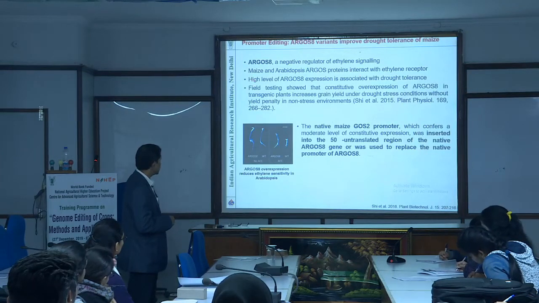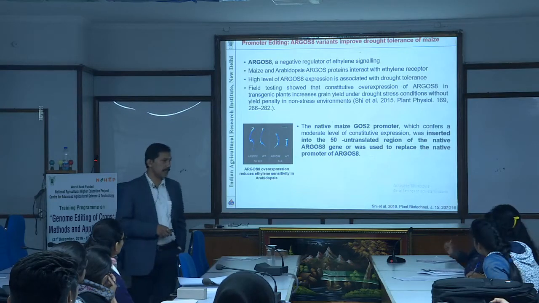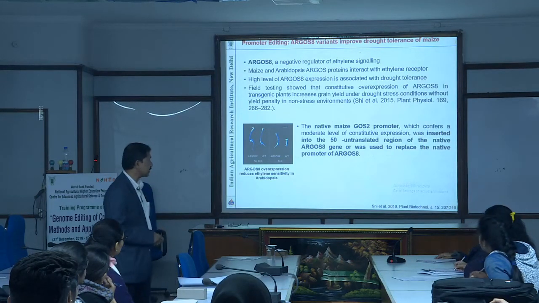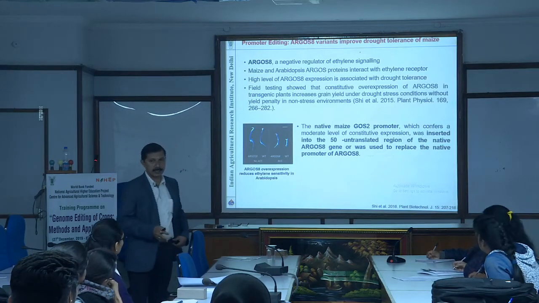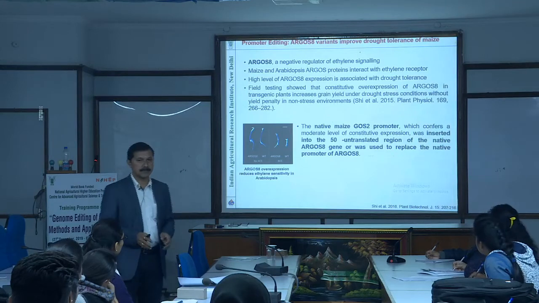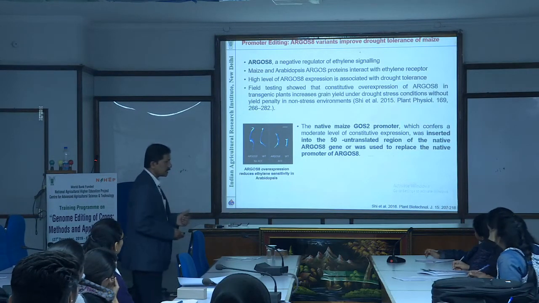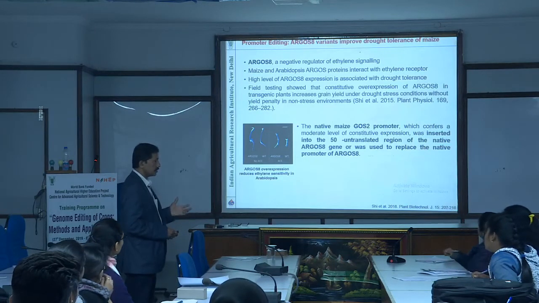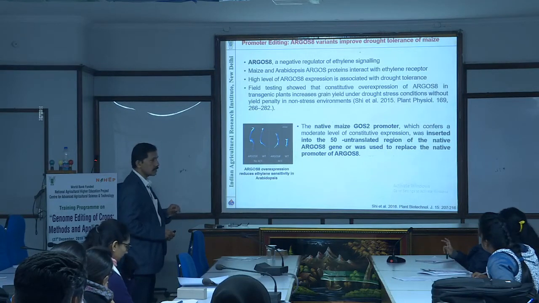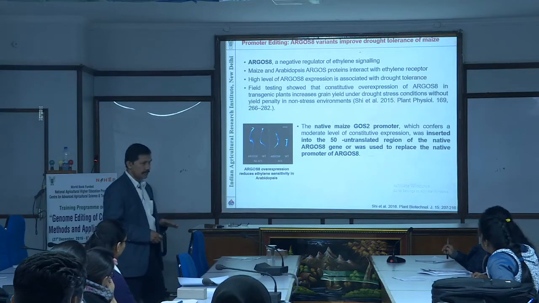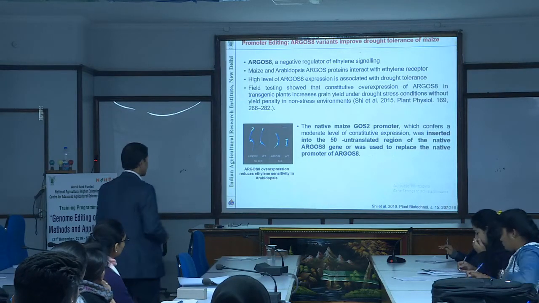And an earlier study showed that when you do the Argos 8 overexpression in maize and Arabidopsis, and the maize plants were tested in the field condition, they found that this gene can enhance the yield of the maize without causing a yield penalty under normal conditions. So when you select a gene for improving stress tolerance, you should see that this gene's overexpression or knockout should not compromise the yield under normal condition, but it should give yield stability or better performance under the stress condition.